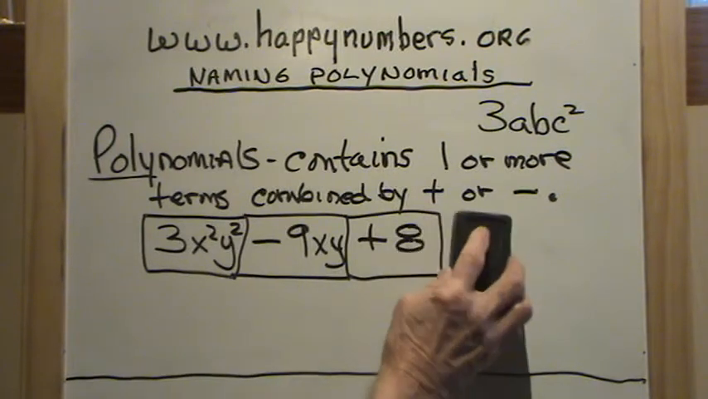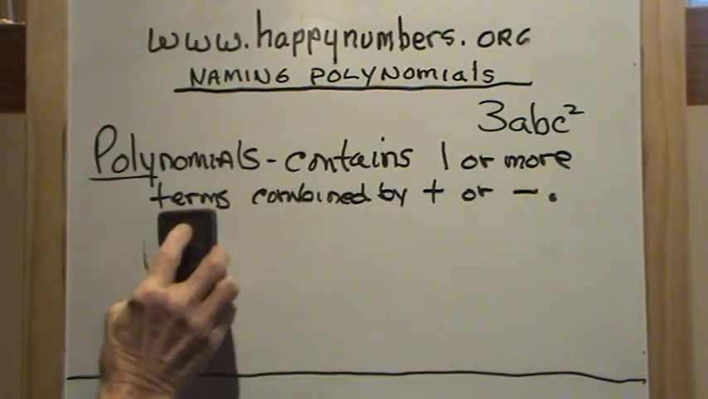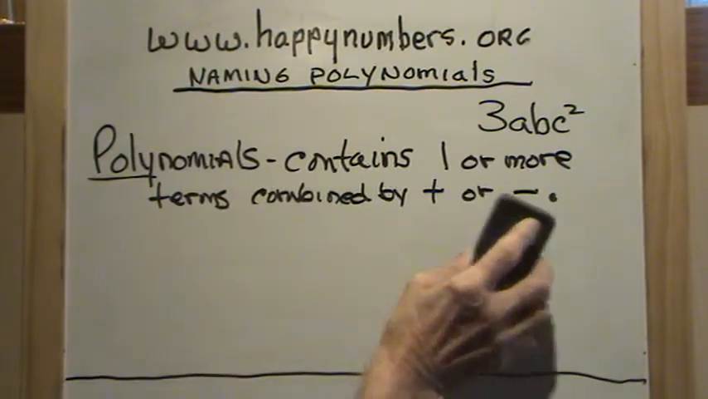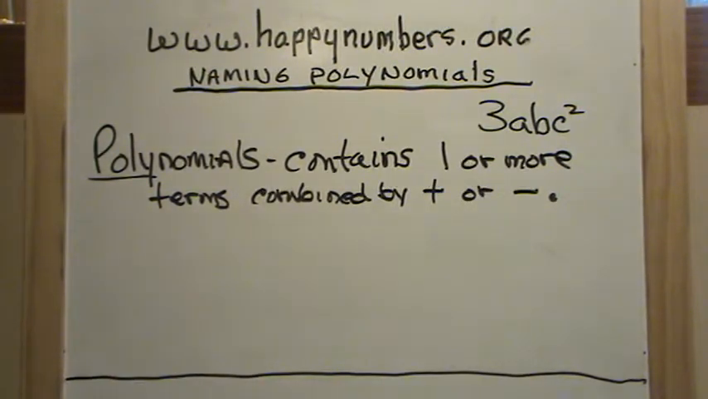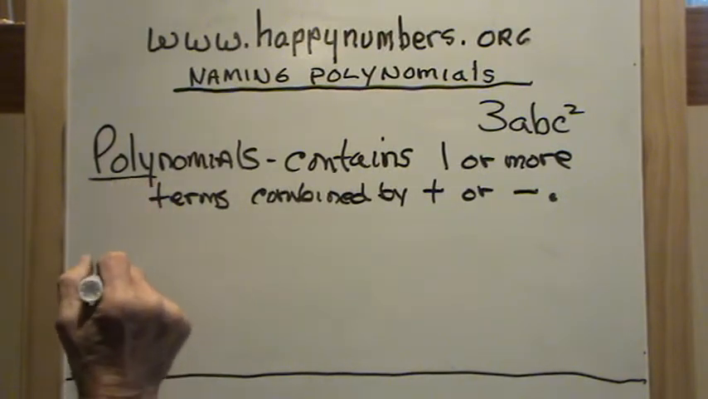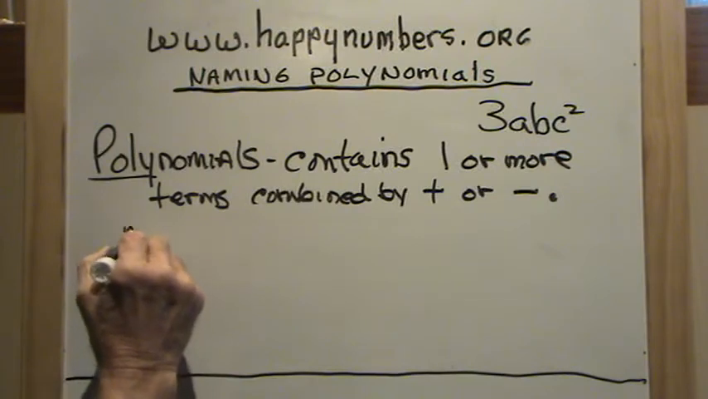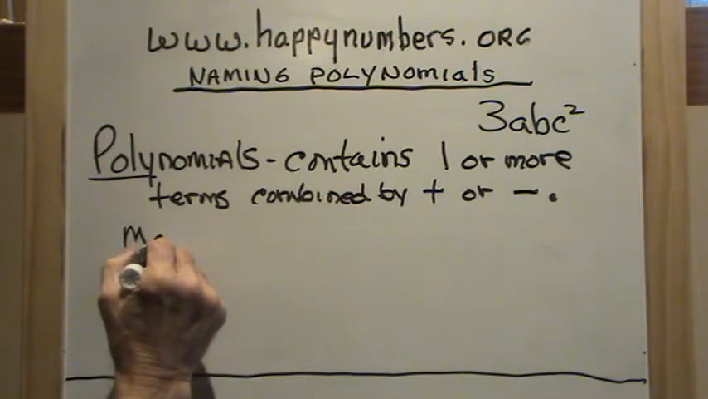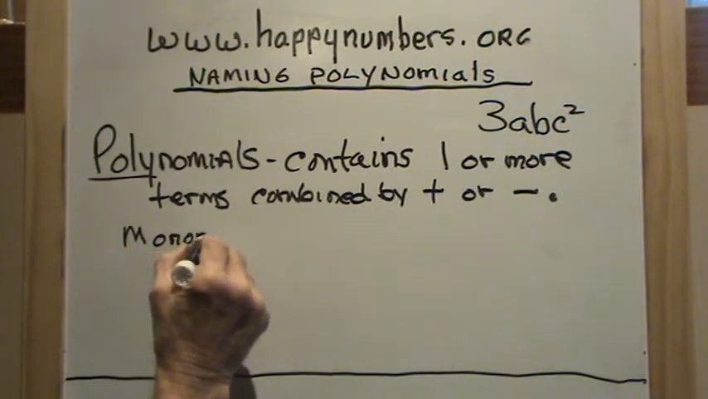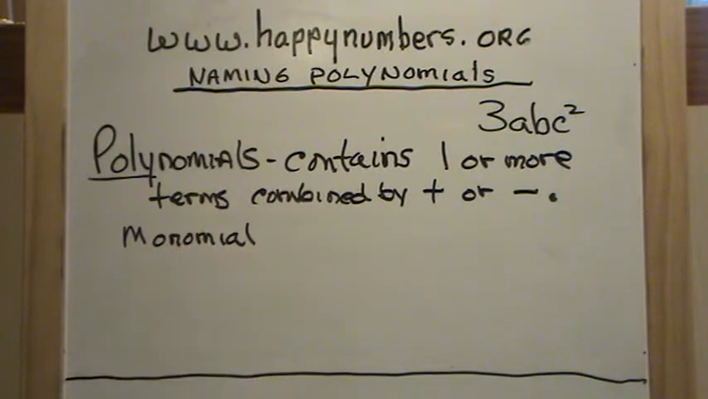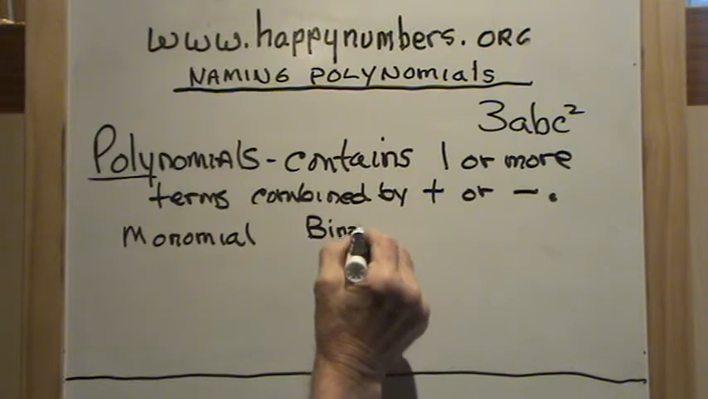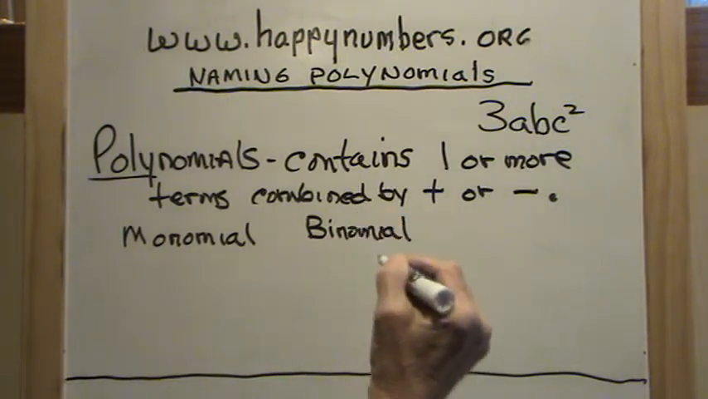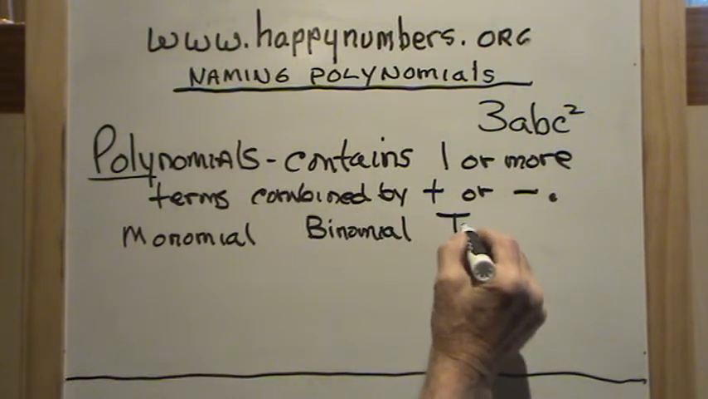Okay, well, let's take a look then. Since a polynomial is one or more algebraic terms combined by positive or negative sign, we're going to work with three different kinds of polynomials. The first one is called a monomial. The second one is a binomial. And the third is a trinomial.